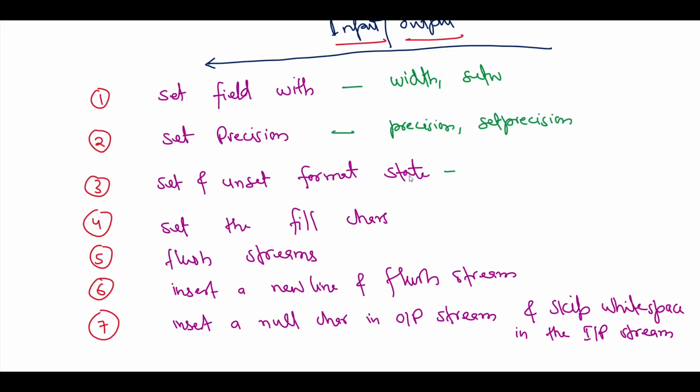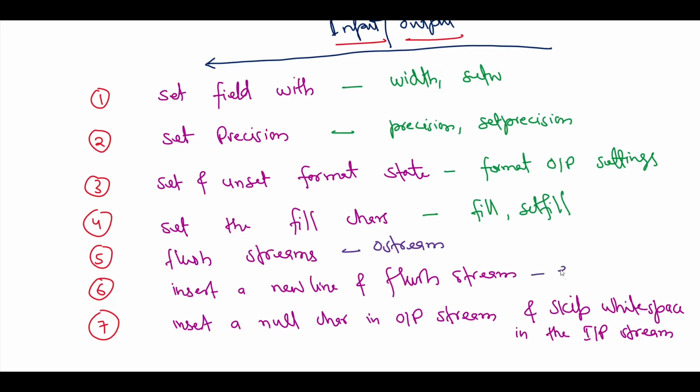There are many manipulators which can set and unset format state, which means they can control the format settings of output. Then there are manipulators for setting the fill characters, and for that you can use fill and setfill. Then another thing is flush stream. This is defined in the ostream class, and it flushes the output stream. That means it forces all the output to be written on the screen or in the file. If you don't use this flush, the output would be the same, but it may not appear in real time. After that, we have to insert a new line and flush the stream.